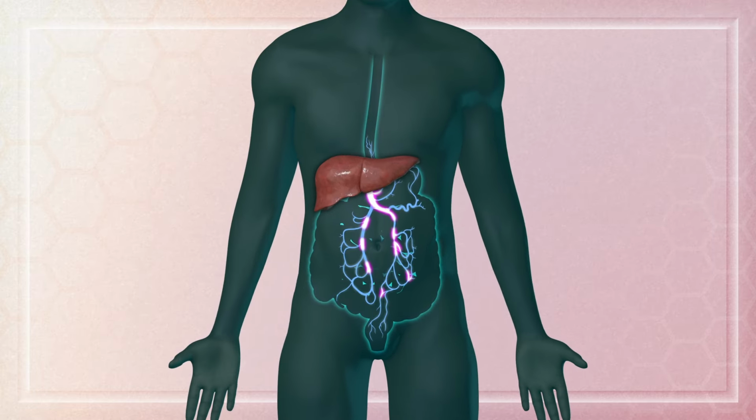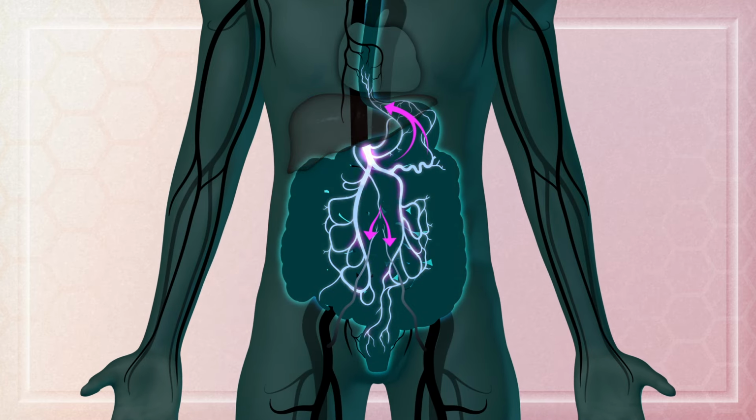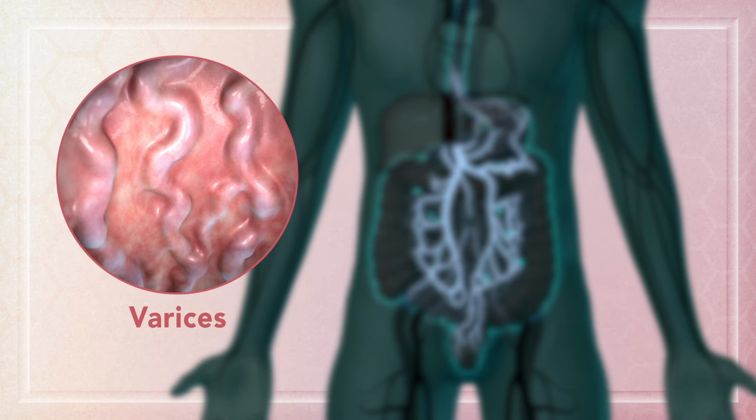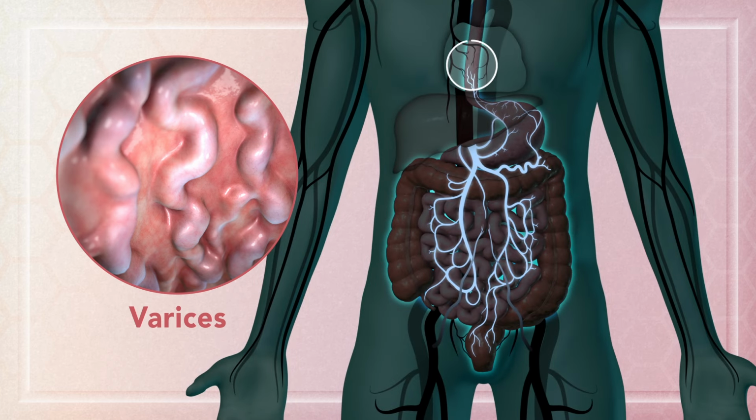As pressure increases, blood flow is rerouted to areas of anastomosis between the systemic and portal circulatory systems, which can lead to varices, or distended vessels that can easily rupture and cause excessive bleeding. Varices occur most often at the lower esophagus, rectum, and umbilicus.